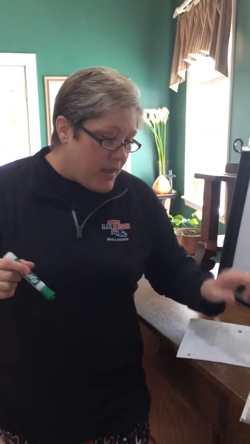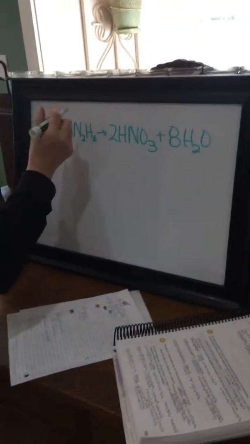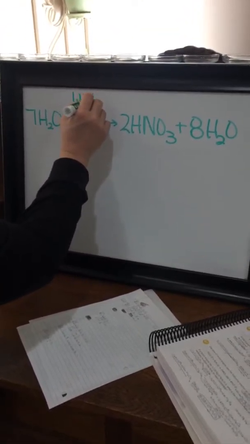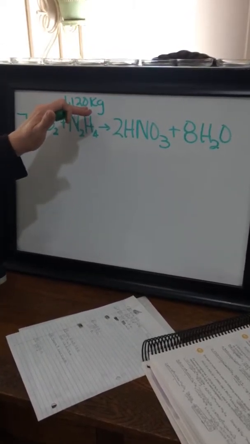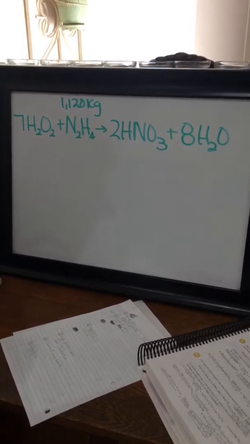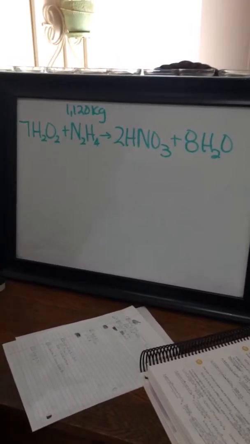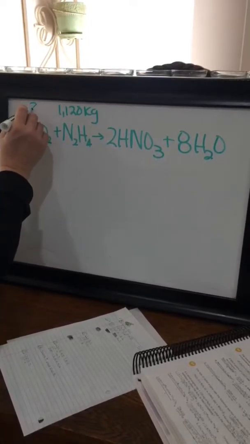Okay, so let's look at the information we do have. We have 1,120 kilograms of N2H4, so we're going to take that and just write that on our problem. And already you should see something that is not going to work. Can you figure out what it is? We can't do moles in kilograms, so we're going to have to switch that to grams. We'll be doing that in a minute. Then the problem asks, what's the minimum mass of H2O2? So this is the thing that we want to find out.